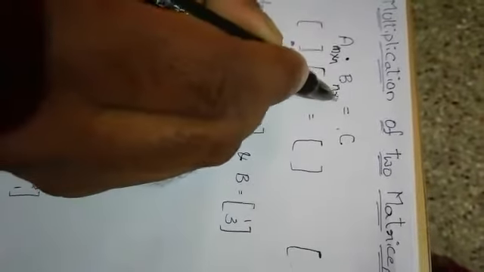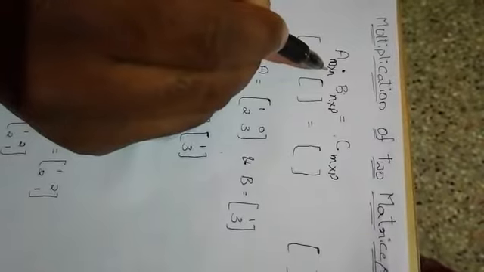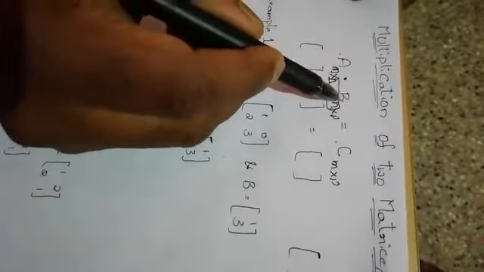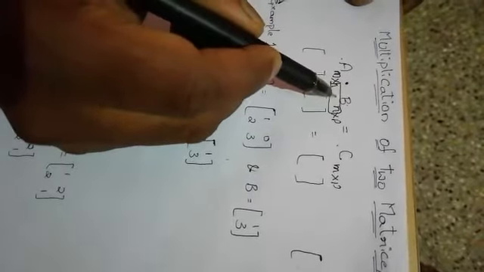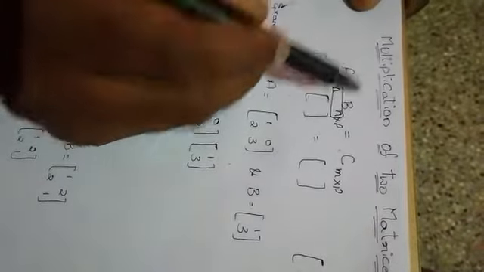Suppose the order of matrix A is m by n, the order of matrix B is n by p, and the resultant matrix will be m by p. Let me repeat once again. For two matrices having these orders, you need to observe this condition here: these two numbers should be the same. In the sense, the number of columns of the first matrix is equal to the number of rows of the second matrix, then only matrix multiplication is possible. If not, matrix multiplication is not possible.